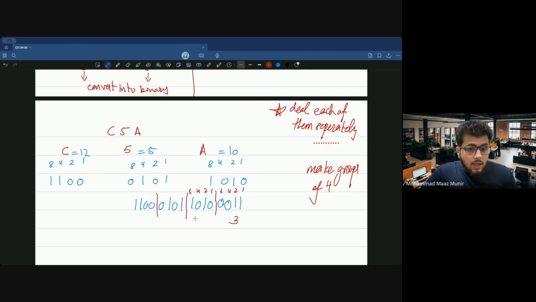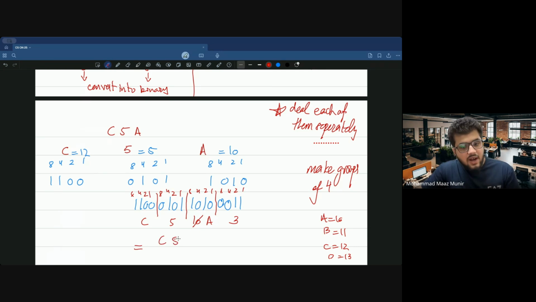Okay, so what's up here? 8 plus 2, it's 10. Now you can't write 10, remember. Why? Because it's a double digit. Now we are again going to go to the same chart. A equals 10, B equals 11, C equals 12, D equals 13, and it goes till F, which is 15. So 10 is basically an A, so we are going to write A. Then 1, 2, 4, 8. We have a 5 up here. And then finally 1, 2, 4, 8. A 12 is a C. You get your final answer as C, 5, A, 3.